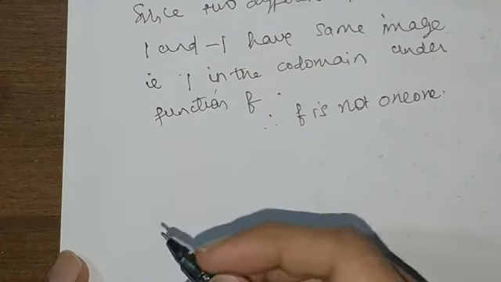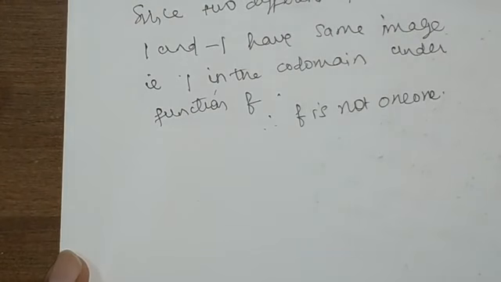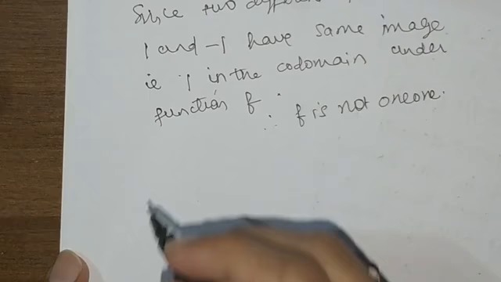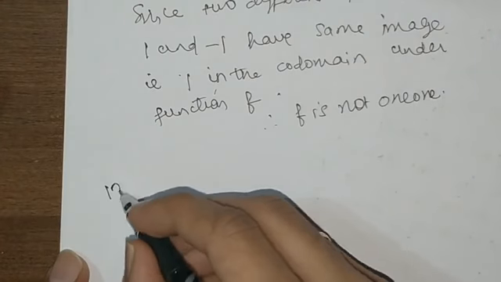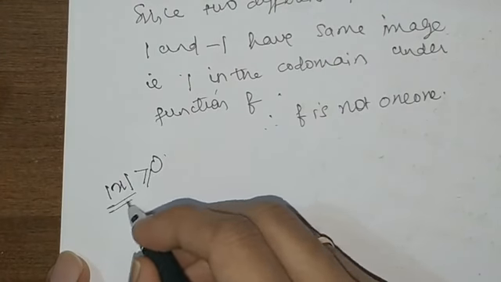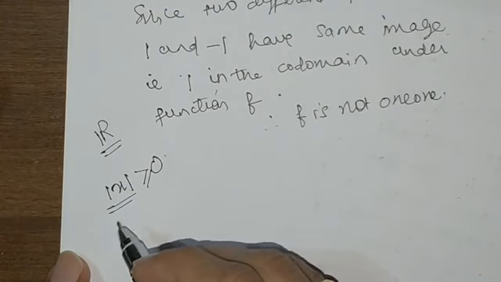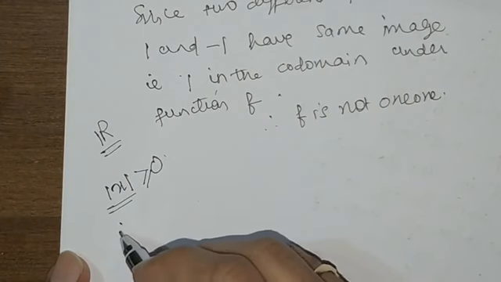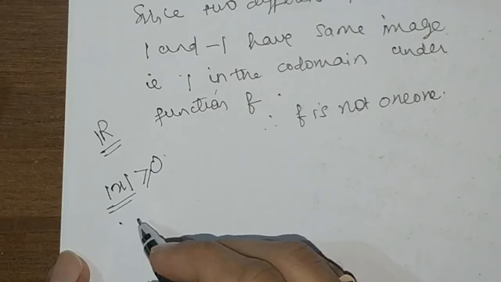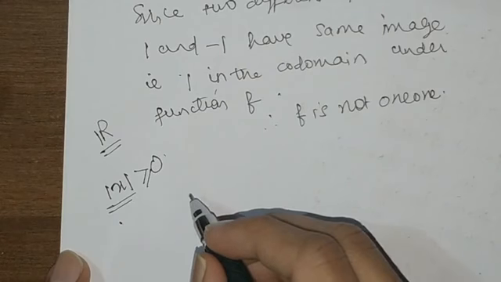Now let us show that f is not onto also. See, this modulus function is not onto. Why? Because modulus of x is always greater than or equal to 0, and you have the codomain as the real numbers. So the range of the function f is all non-negative numbers. So if you take any negative number in the codomain, it won't have any element in the domain which is mapped to it. So we have to take one negative number and show that f is not onto.